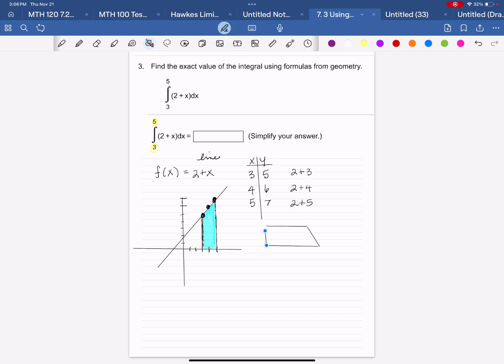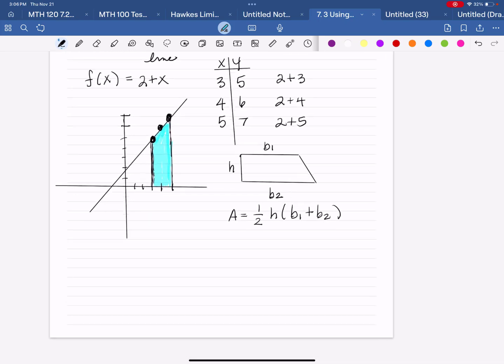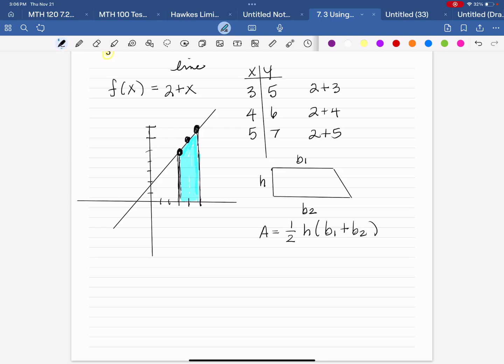So something like that. And in a trapezoid, we have an upper base and a lower base, or a small base and a big base, and then we have a height. And so those are the parts that we need for our formula, which is 1/2 height, base 1 plus base 2. So in our case, from 3 to 5, that's technically our height. That's a 2.